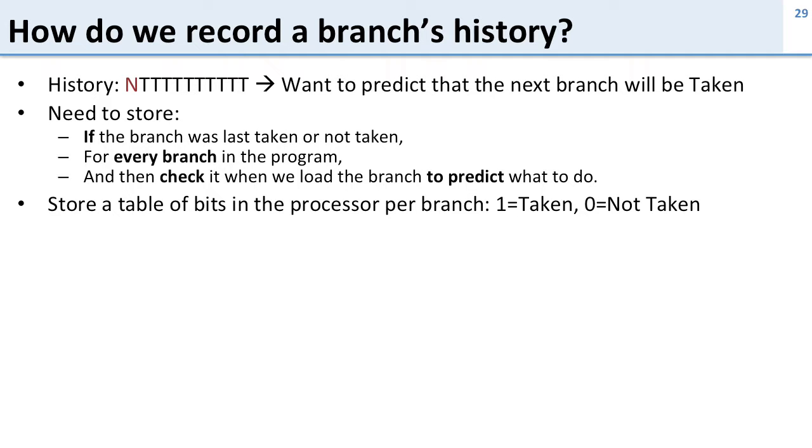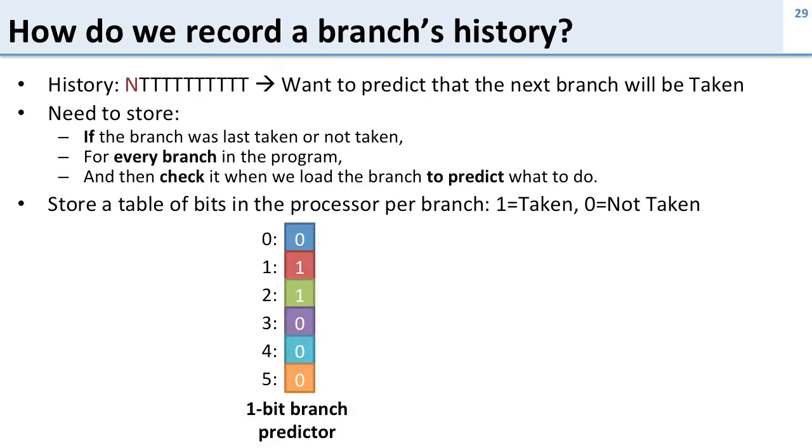So to do this, we need to have a table of bits in the processor. So a bit for every branch, where if the bit is 1, it means we think the branch is going to be taken, and if the bit is 0, we think it's not going to be taken. So let's take a look at this. Here's our table of bits. So we've got a 1-bit branch predictor. We can have 5 different branches here.